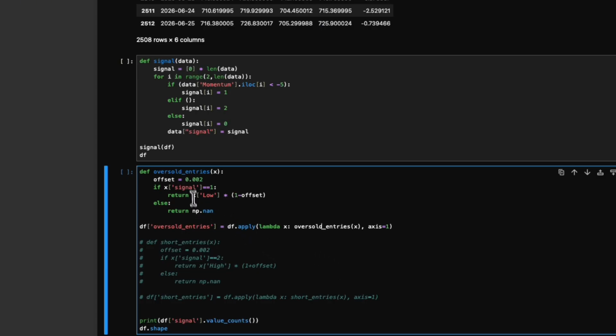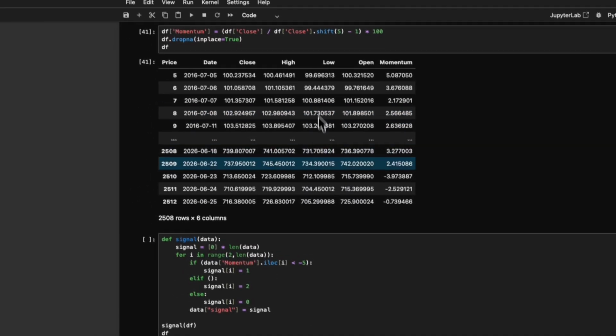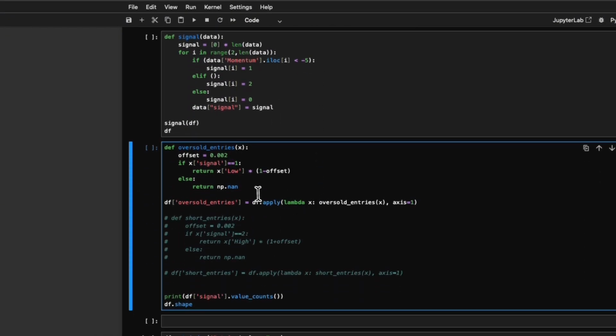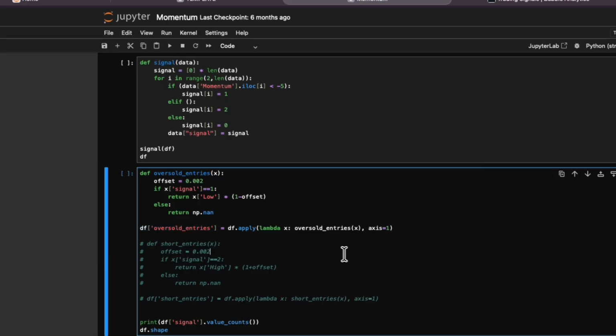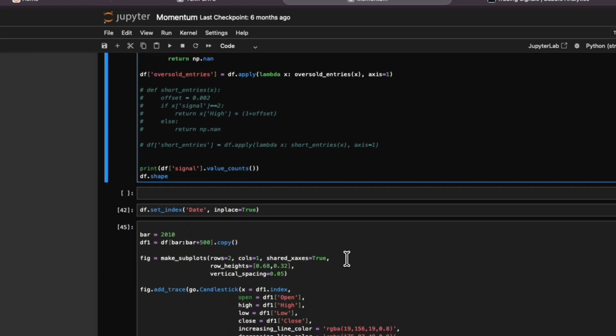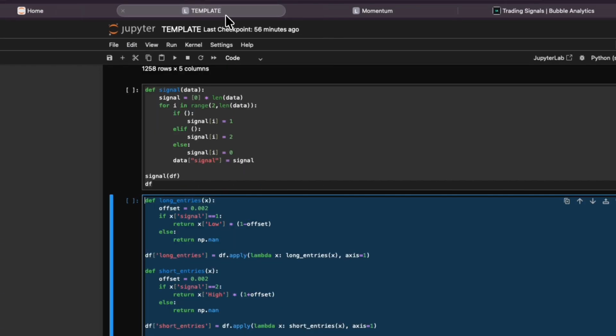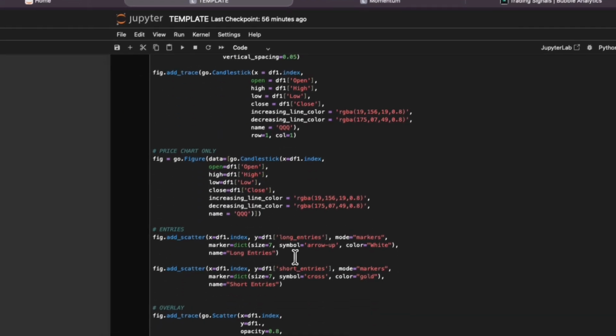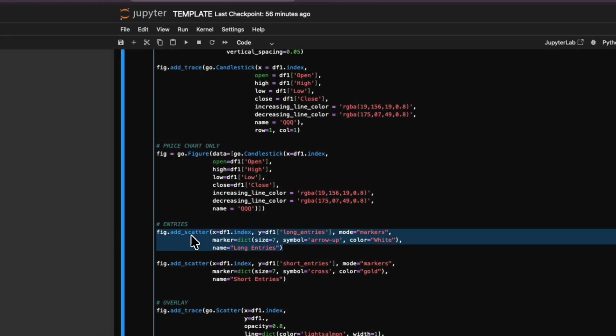And then what this function's doing is it's looking through our signal column, looking for a 1, and where it sees a 1, it returns the value in the low column minus a small offset, and it creates a column within our data frame called oversold entries, and records the price wherever we've seen that 1 in our signal column. And then what we need to do to put that on the chart, we need to come back into our chart settings here. I'm just going to start with this for the time being.